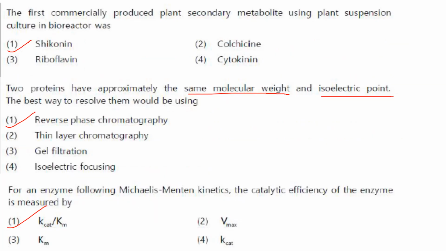Then next one, the first commercially produced plant secondary metabolite using plant suspension culture in bioreactor was... So it was shikonin. Answer is option 1.